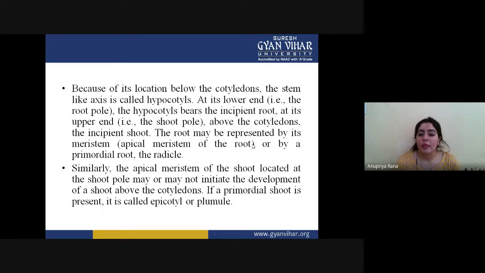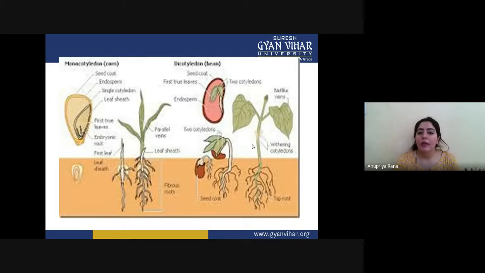So if this leaf primordia is not present, then the shoot will never go into the developmental phase. That's why this apical plumule region is very essential for the development into the shoot.